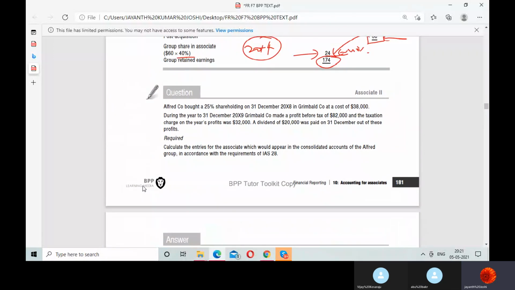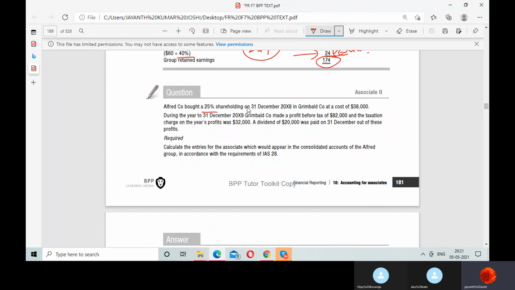Now check this question, read this. Alfred company bought this much shareholding on 31st this in Grimbald company at this much. Okay, 25% shareholding has been taken, right?